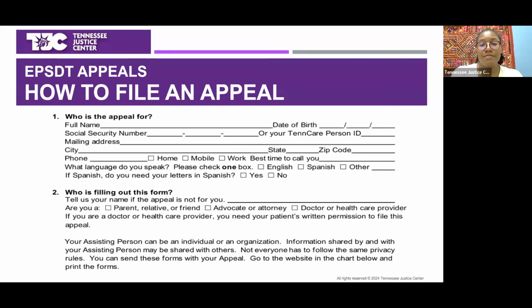So you could be the parent, you could be a friend, a relative, an advocate or attorney, or it can even be a healthcare provider. Once you provide that information and identify who you are as the assisting person under TennCare, you'll then have some supplemental forms to say that you're authorized to receive information on this person's behalf and talk to TennCare on this person's behalf. So just be aware that as the assisting person, if you're not the person who's actually receiving services, there's going to be some additional steps that you have to take to make sure that you can fully help this person and fully work with TennCare.